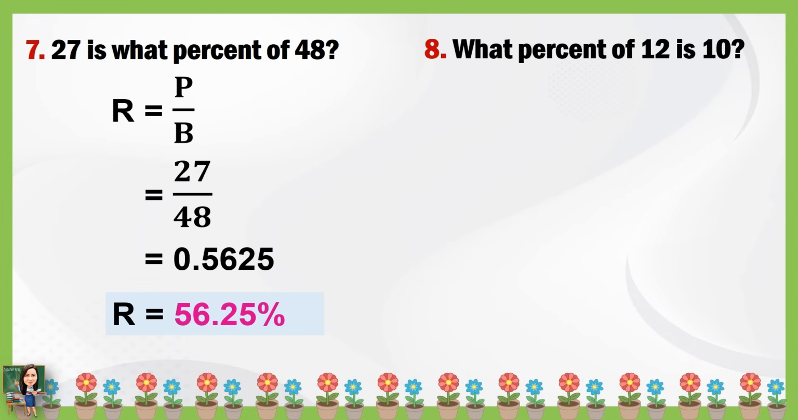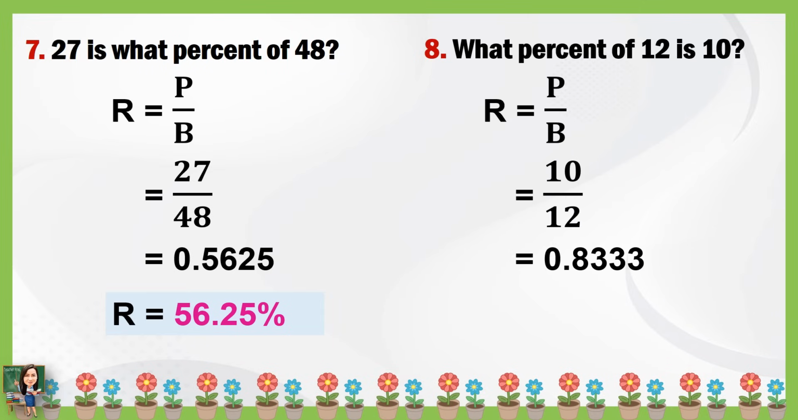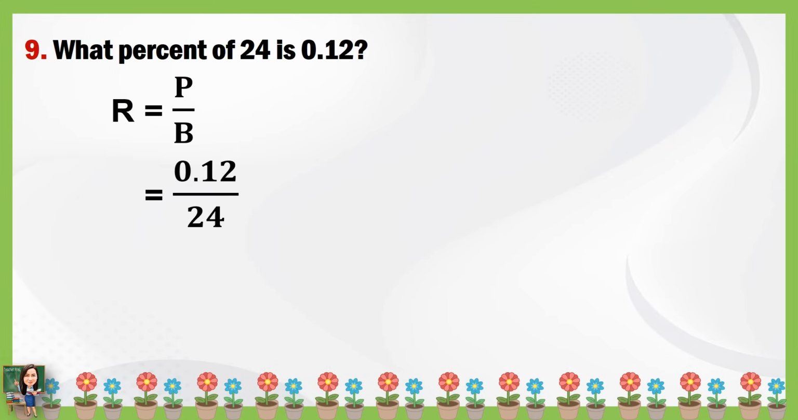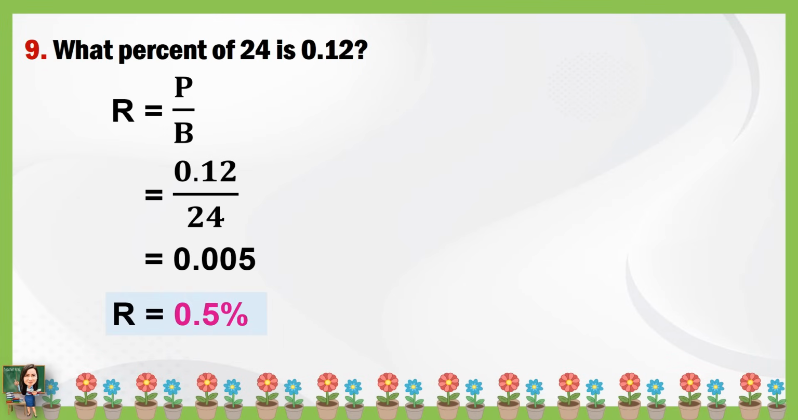Number 8. What percent of 12 is 10? Use this formula. 10 divided by 12 equals 8,333 ten-thousandths. The rate is 83.33%. Number 9. What percent of 24 is 12 hundredths? Use this formula. 12 hundredths divided by 24 equals 5 thousandths. The rate is 0.5%.